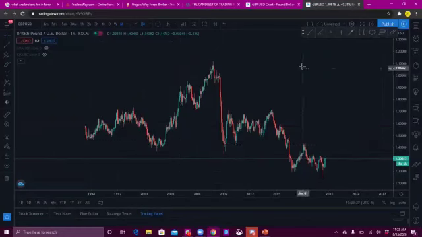So I have highlighted the tools that I like to use. You can do the same thing just by coming over here. So for instance, this one is called a trend line.